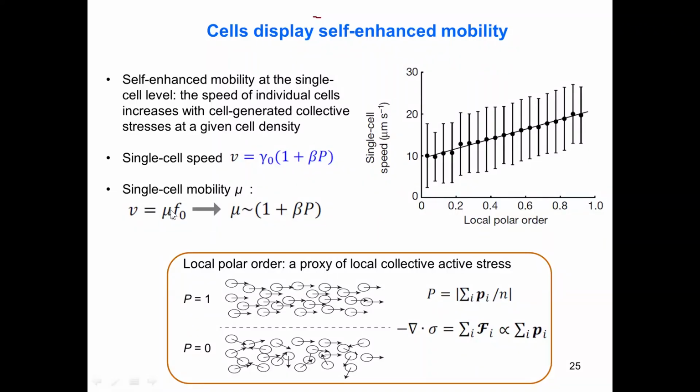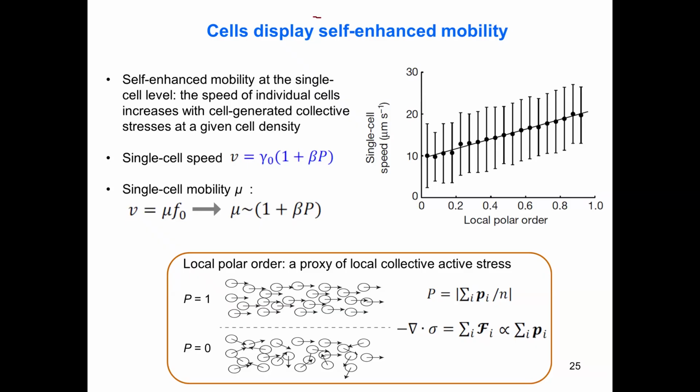is basically the coefficient in the relation between single cell speed and the self-propulsive force. So the single cell mobility is proportional to this local polar order. This implies the mobility of individual cells depends on the arrangement of local neighbors' movement. If the local neighbors are moving in an ordered manner, they appear to have a higher mobility.